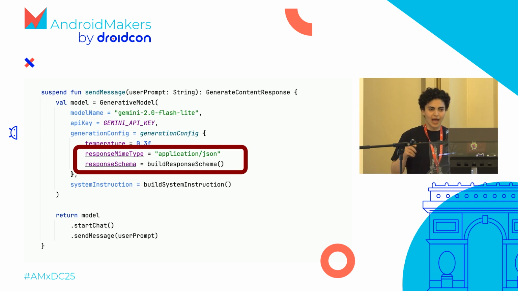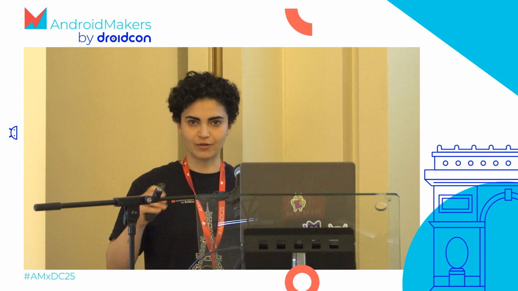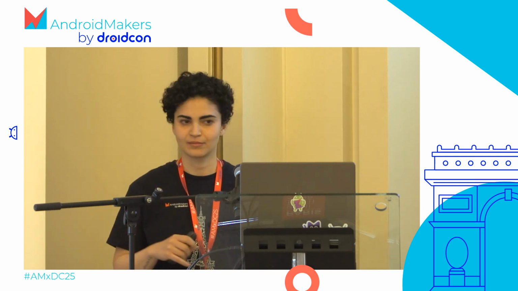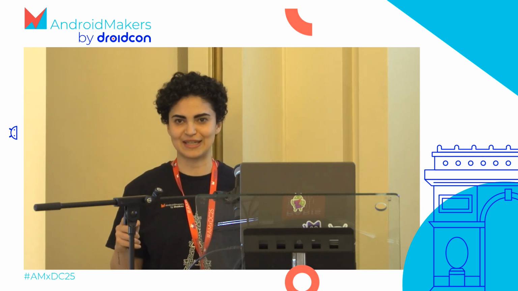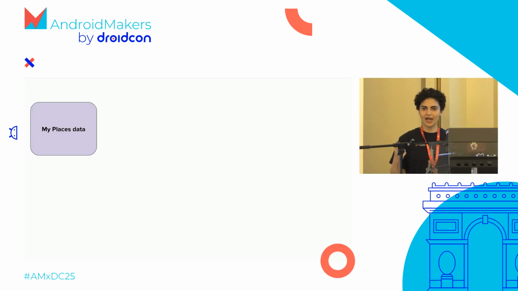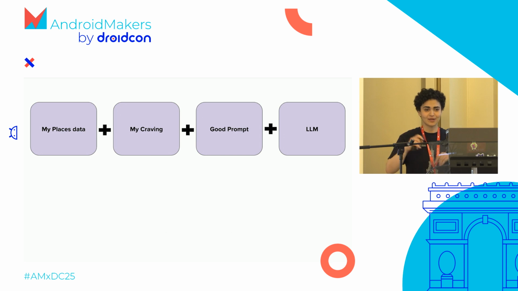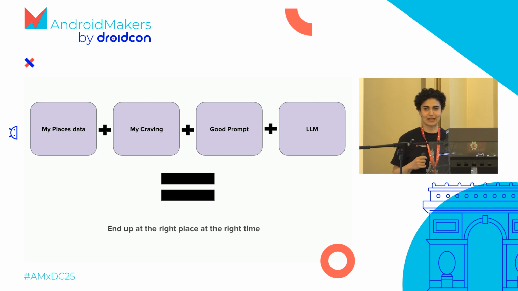So at this point, I have all my data ready, and I just need to connect everything together. So the solution is as easy as this. I have my data, I verbalize my craving, then I write a good prompt for the LLM, and then I send everything to the LLM. The result is I end up at the right time, at the right place.